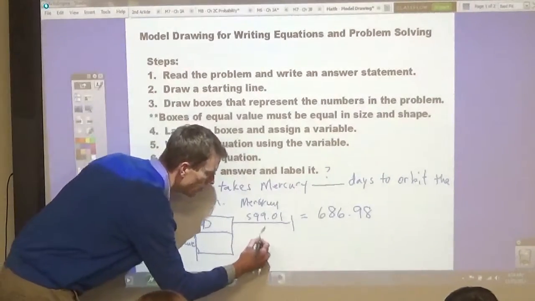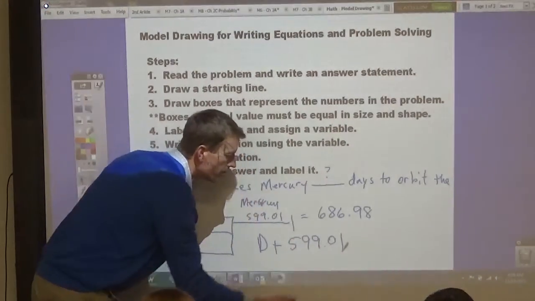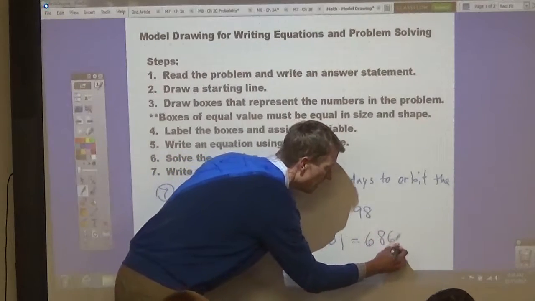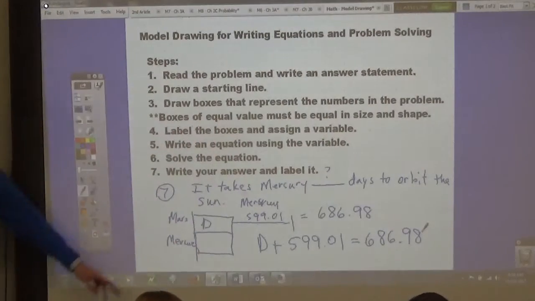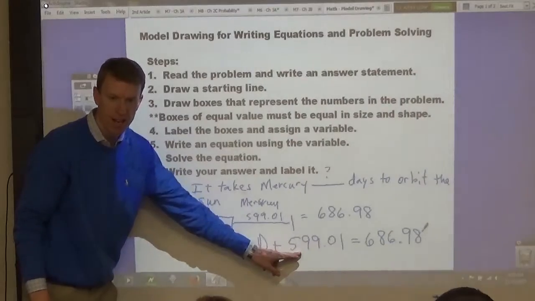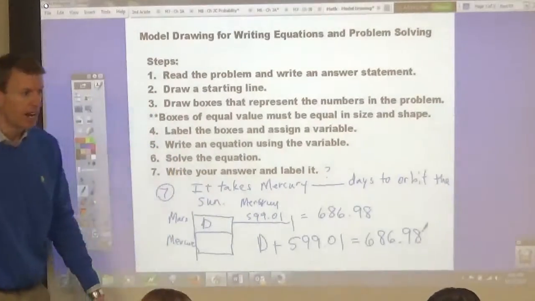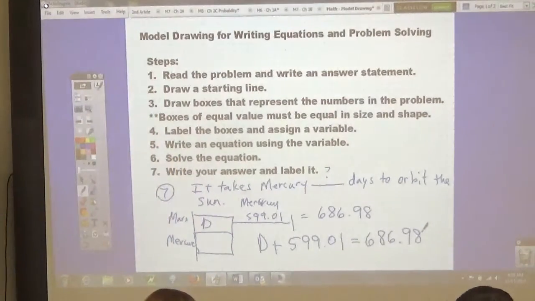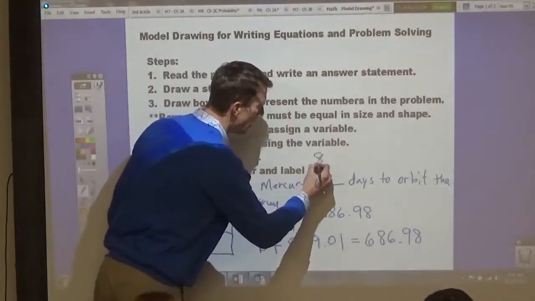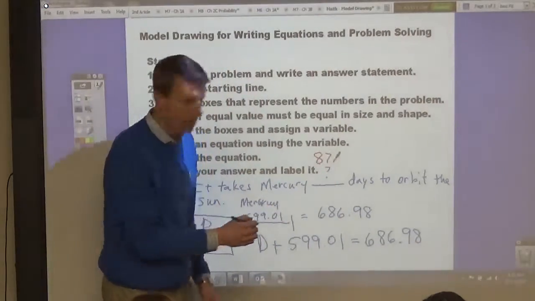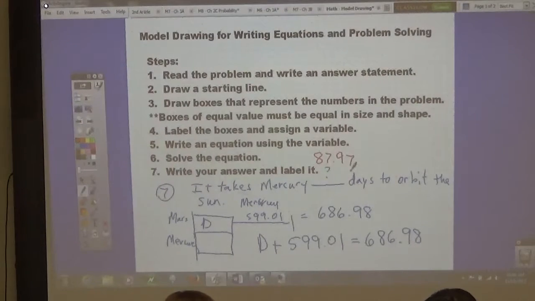And that's what you write as your equation. D plus 599.01 equals 686.98. And then we have to find D, so we add negative 599.01 to both sides. And D equals 87 point what? 97. Okay. Those are all the steps.